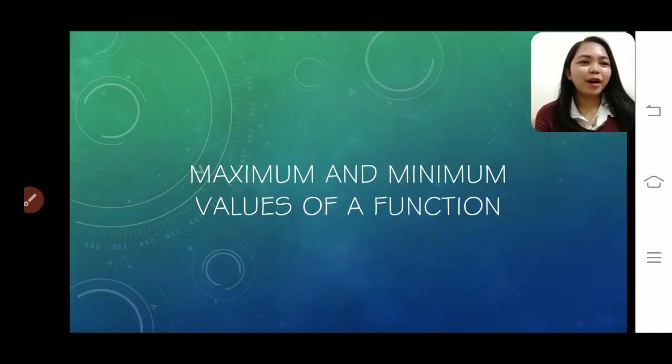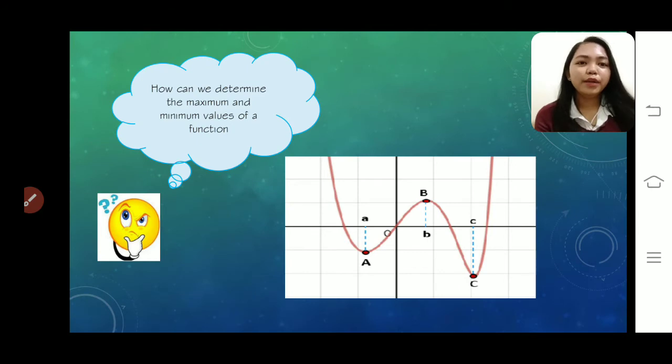Hello guys, so our next topic is about maximum and minimum values of a function. From the previous lesson, you've learned how to determine the intervals where the function increases or decreases. Now, you will learn to determine the maximum and minimum values of a function. Here, let us consider this graph, this figure.